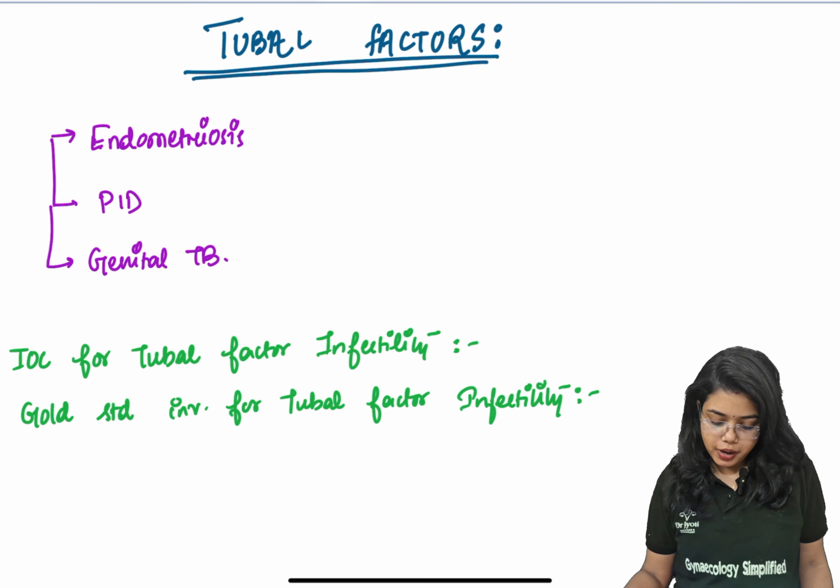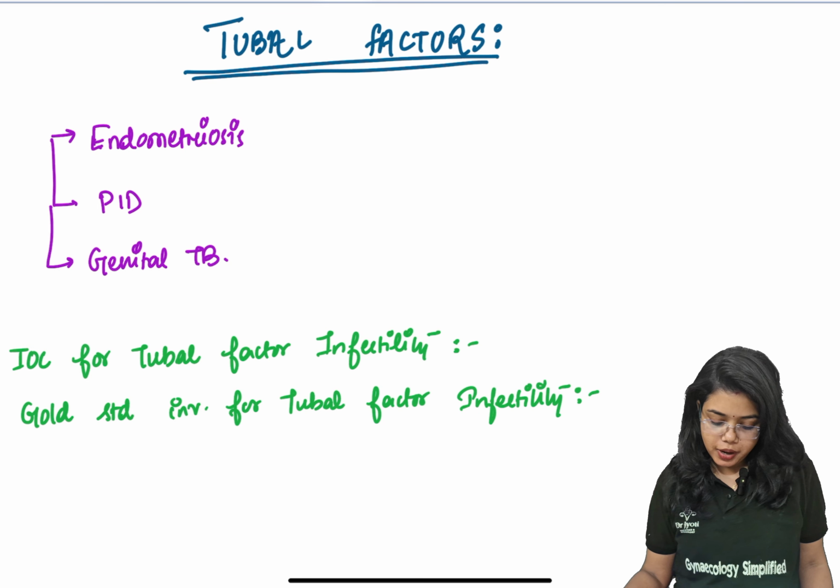What is the investigation of choice? The first line investigation of choice for tubal factor infertility is HSG. What is HSG? That is hysterosalpingogram.